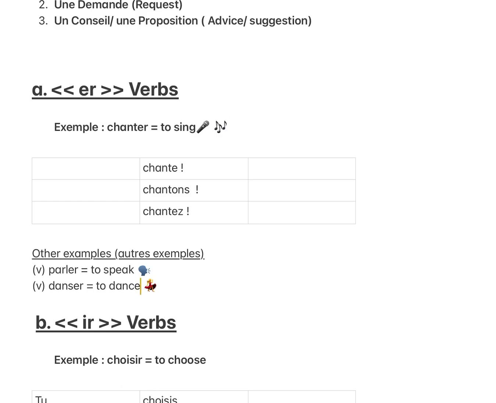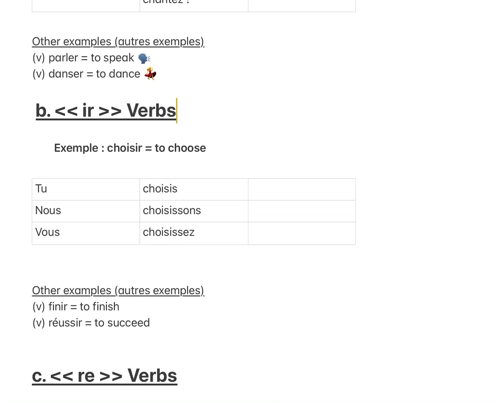Moving on to the second group of verbs, that is the IR verbs. We have the verb choisir, which is a regular IR verb. Again, we have the same subject pronouns and we have conjugated the verb choisir according to the subject pronouns. So we have tu choisis, nous choisissons, vous choisissez.